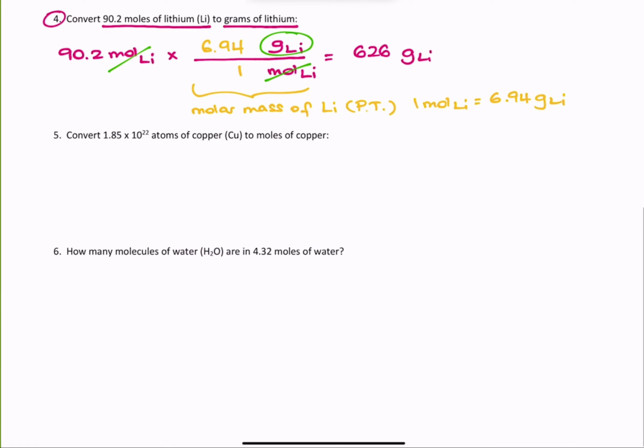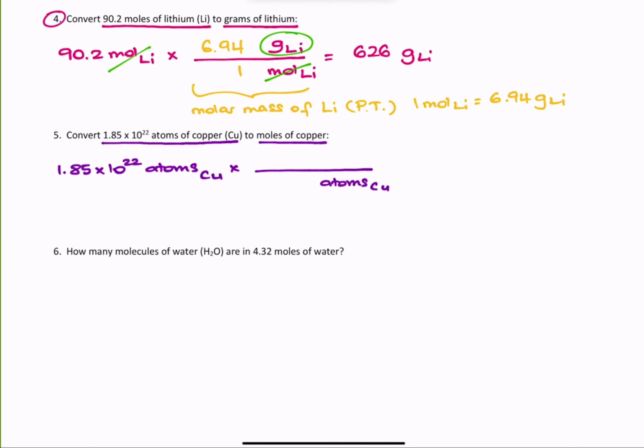Let's take a look at problem 5 now. We have to convert 1.85 times 10 to the 22nd atoms of copper into mole of copper. So the given is the number of atoms and we want to convert to mole. 1.85 times 10 to the 22nd atoms. Atoms of what? Copper. We want to cancel the atoms of copper and convert to mole of copper.